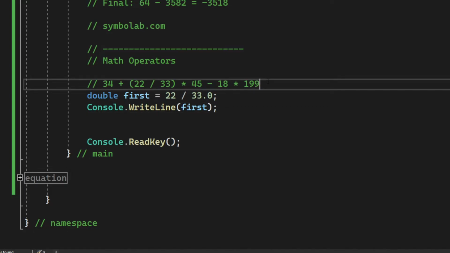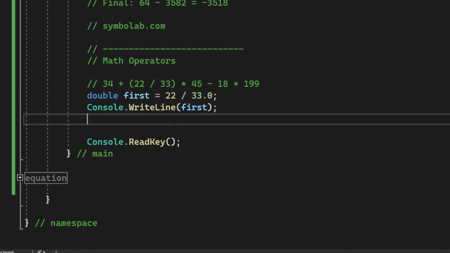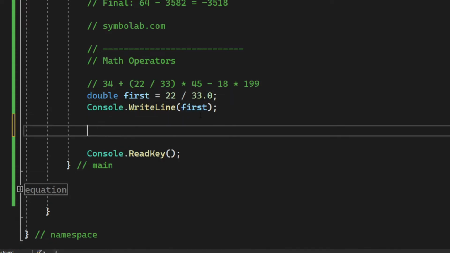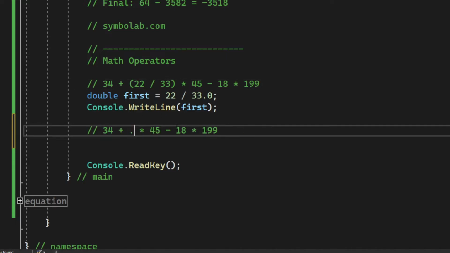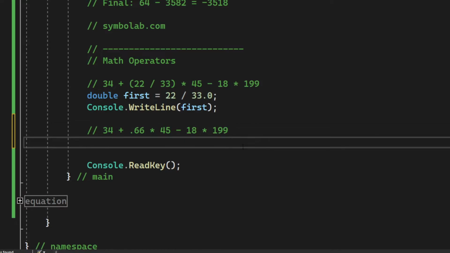And just to keep in mind, this all resolves down to first. That result is being saved in first, and we'll keep that in mind. So now we're going to take this equation. We know this is supposed to resolve down to 0.66, but because we're writing this out and we're now turning it into variable names, I want to show a great technique to use in case you're getting started and you don't want to forget what variable is holding what. We're going to go ahead and make sure to do this using our variable names too. So now it's going to be first times 45 minus 18 times 199, right?